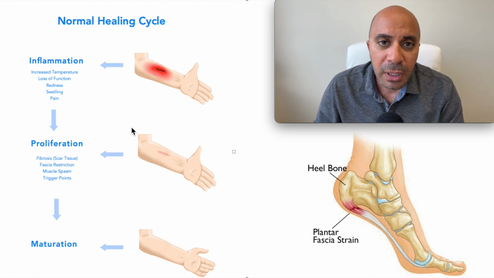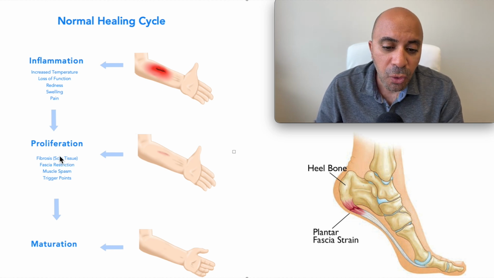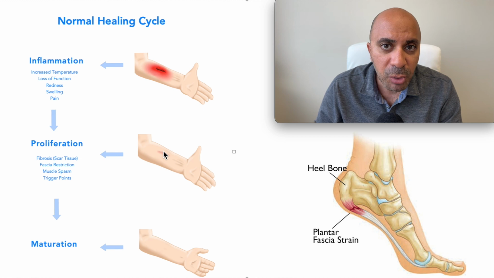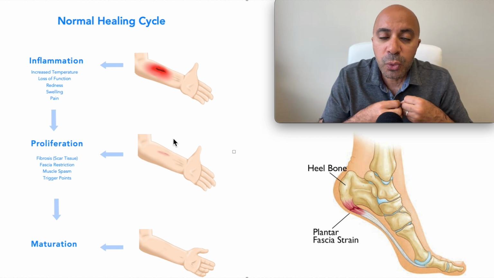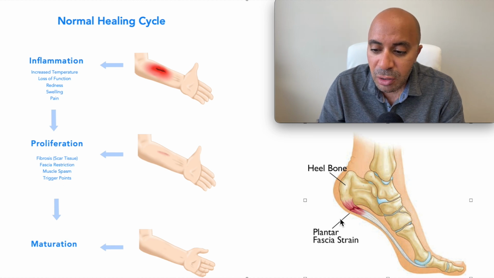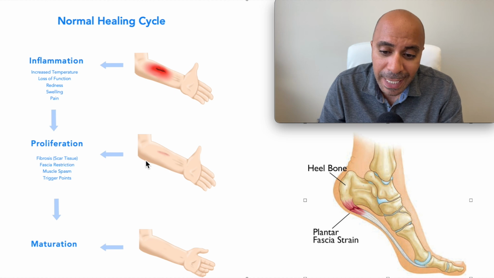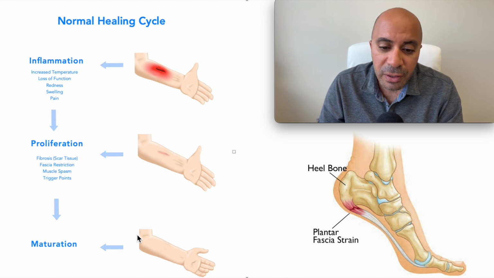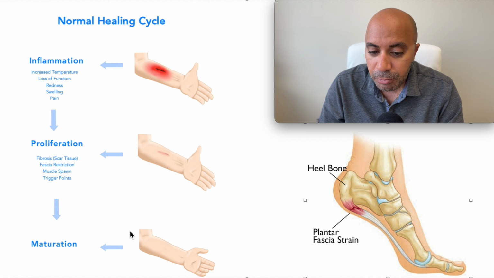After the inflammation stage, your body has to go through the proliferation stage in order to heal. That's when your body starts to build fibrotic tissue. Fibrotic tissue is like the glue that glues the torn tissue or micro tear. So if your body does not build enough fibrotic tissue, that tear will be permanent. So we need that. That's part of our survival. During the proliferation stage, you start to experience fascial restriction, fibrotic tissue, and muscle spasm.